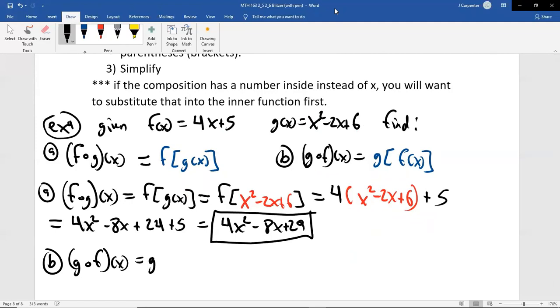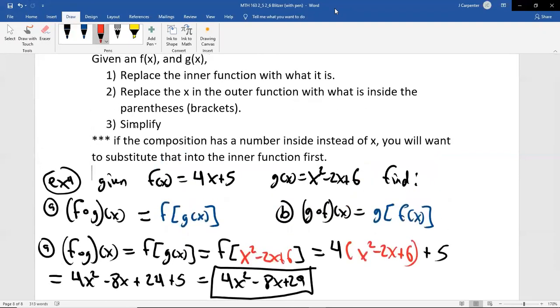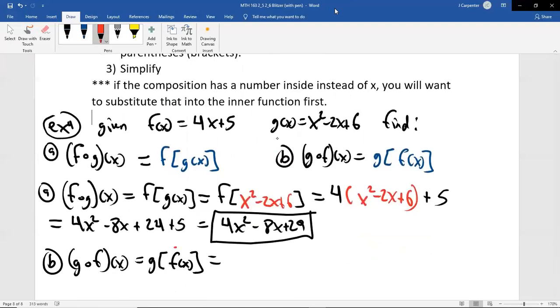So first do the rewrite. This is the better way. This is the only way we should really have to do it at a pre-calc level, but it is what it is. Then we say, all right, we first replace the inner function with what it actually is. What is it? 4x plus 5. So this becomes g of, and then the 4x plus 5.